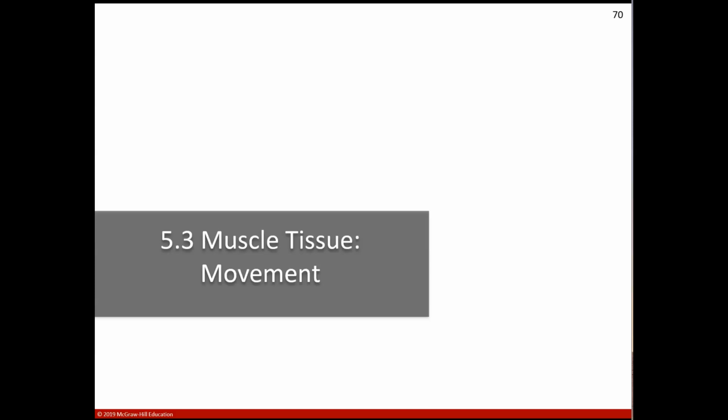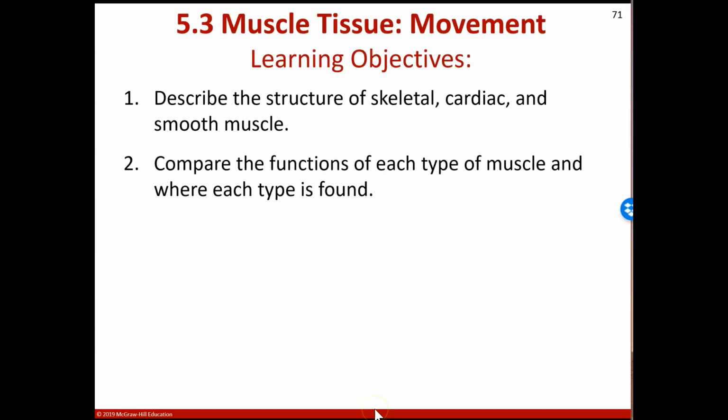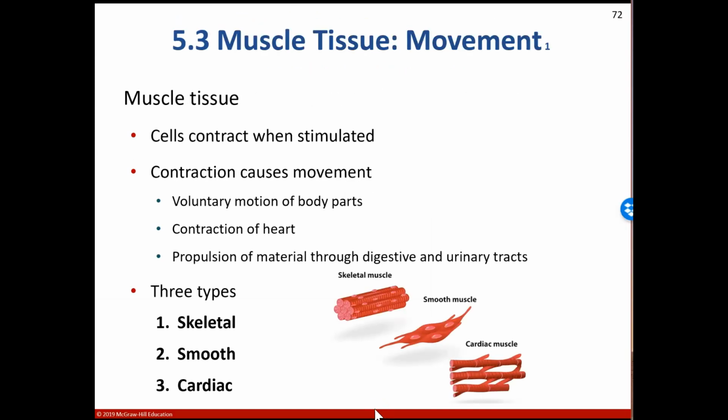And now let's move on to our third section and third principal tissue type in section 5.3, which is on muscle tissue, and their function is movement. So here are our learning objectives. To describe our muscle tissue, we need to know that our cells are going to contract when they are stimulated, not simulated. Their contraction causes movement. And we've got voluntary motion of our body parts. We'll get contraction of the heart and propulsion of material through the digestive tracts.